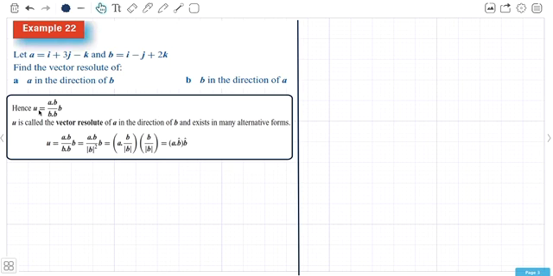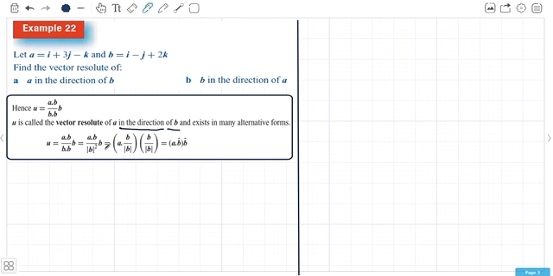So here we've got u equals A dot B on B dot B times B, where u is called the vector resolute of A in the direction of B. The key thing here is the A and the B, the two vectors you're working with, are a dot product on the top. The "in direction of" part, whichever vector that is, goes here, and is also dot product on the bottom.